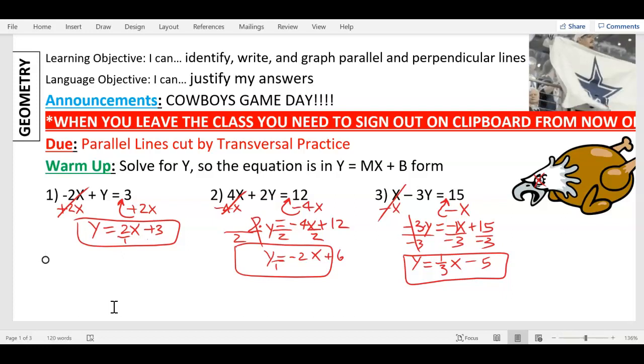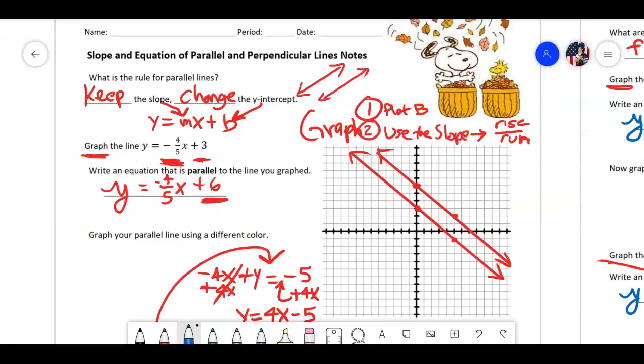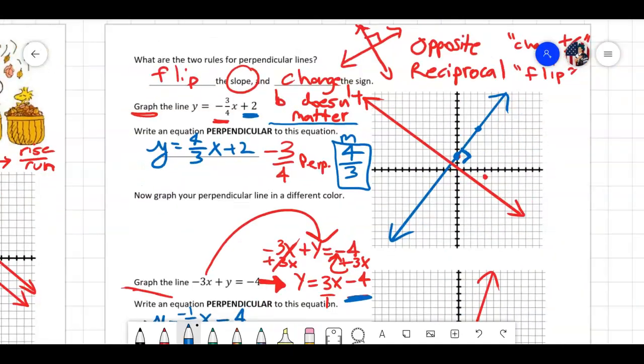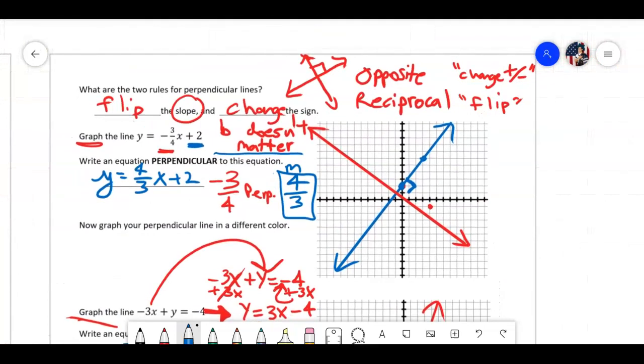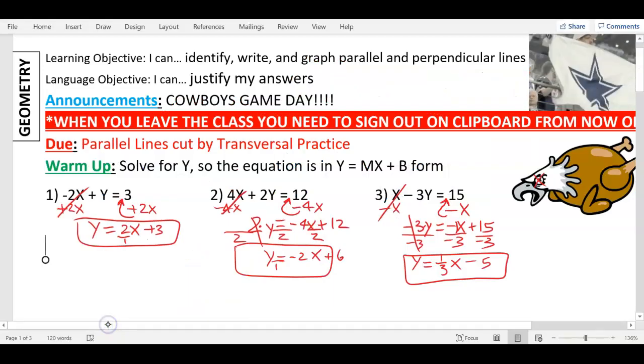On the back, this is perpendicular. Let me remind you about perpendicular. You need to do the opposite reciprocal slope. When you change the sign, you'll notice the top one and the bottom one on the back, you have to solve for y, just like our warm-up. So again, it's like the second and the third one on your warm-up.